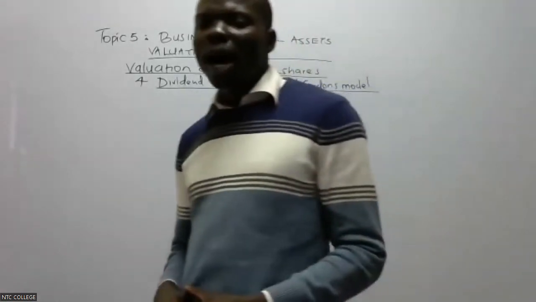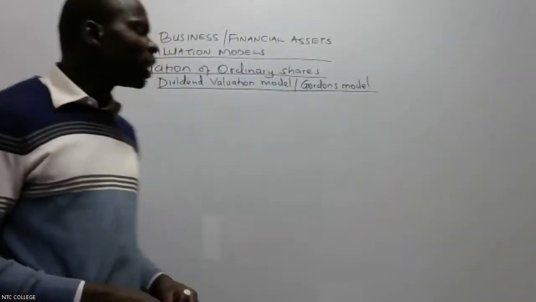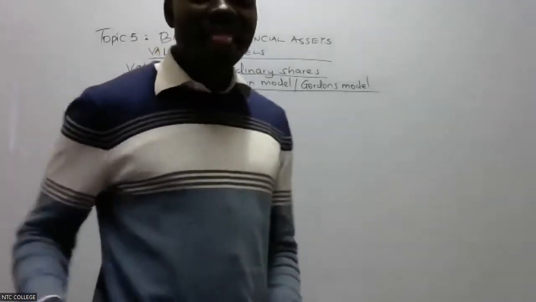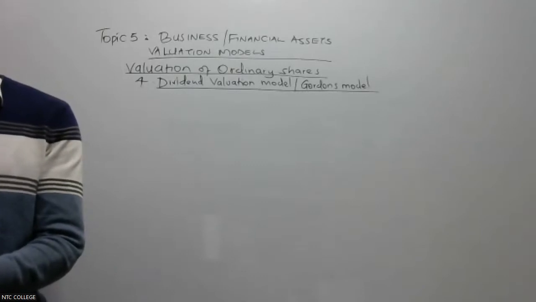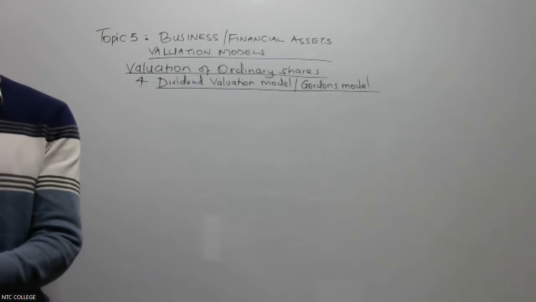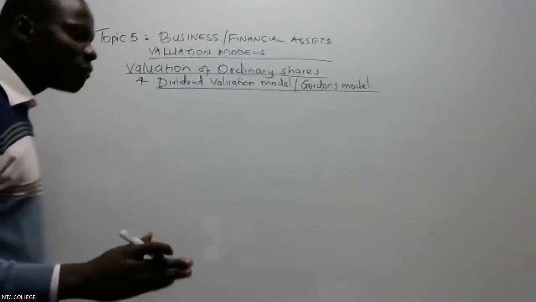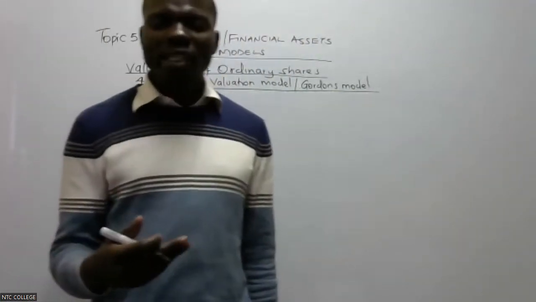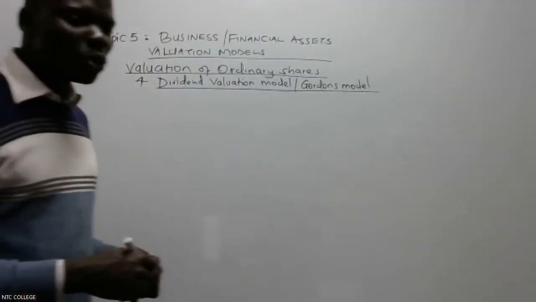Right? So under Gordon's model, he recognizes three types of firms, based on dividend payments. Therefore, when we are trying to measure the value of ordinary shares, we need to understand those three types of firms.